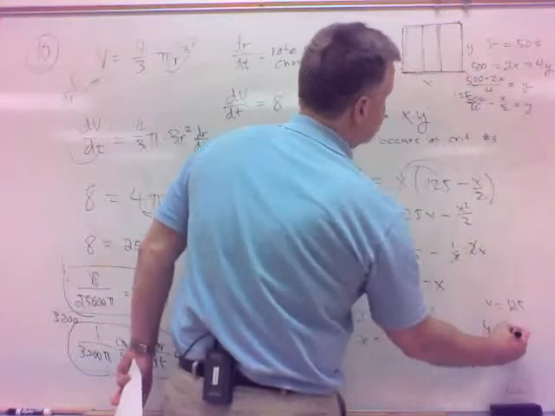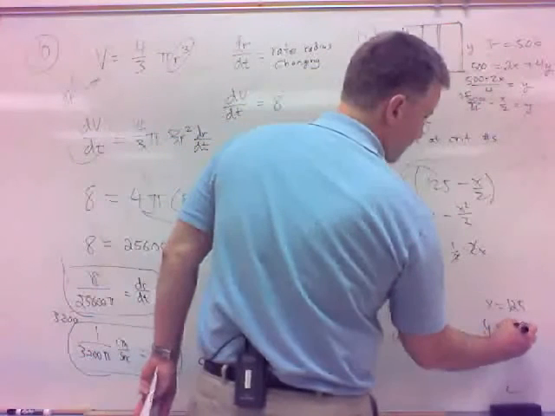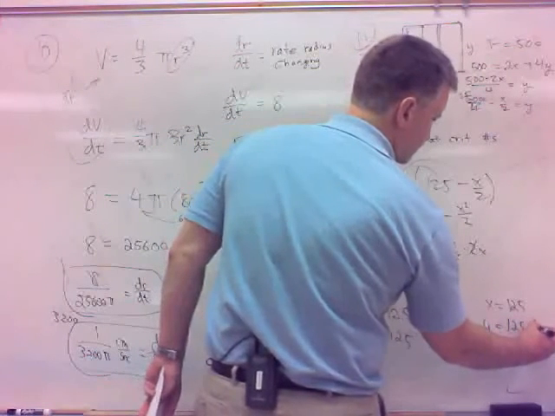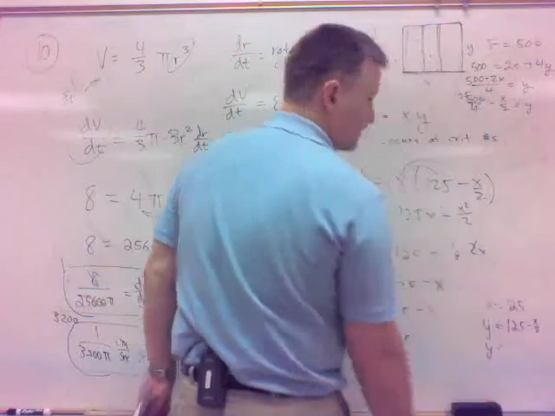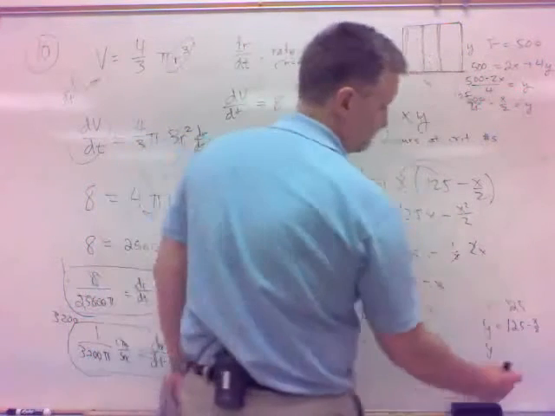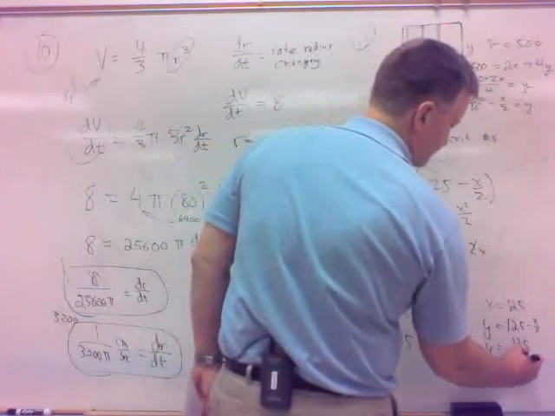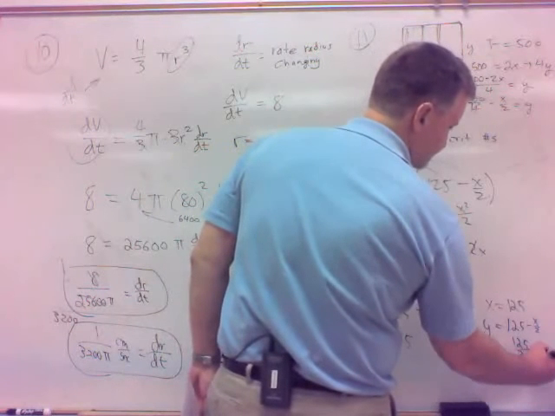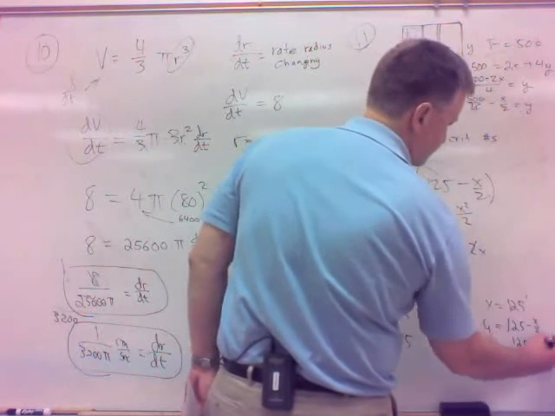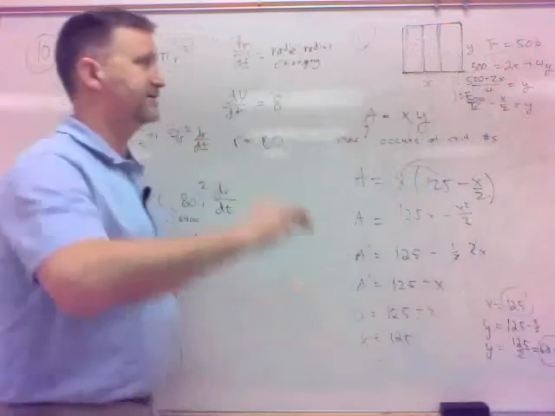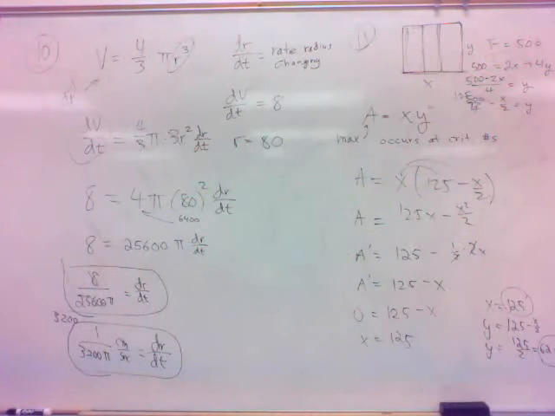The y then is 125 minus x over 2, so that would be 125 minus 125 over 2, which is 125 over 2. 62.5 feet. So the x is twice as long as the y dimension.